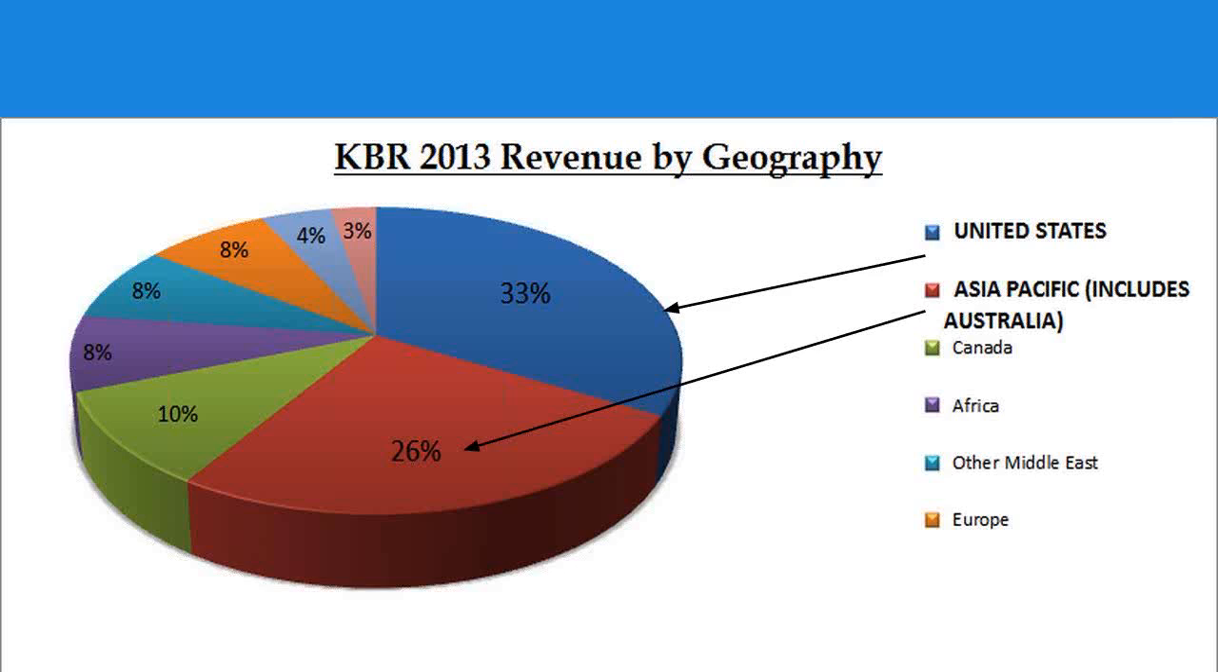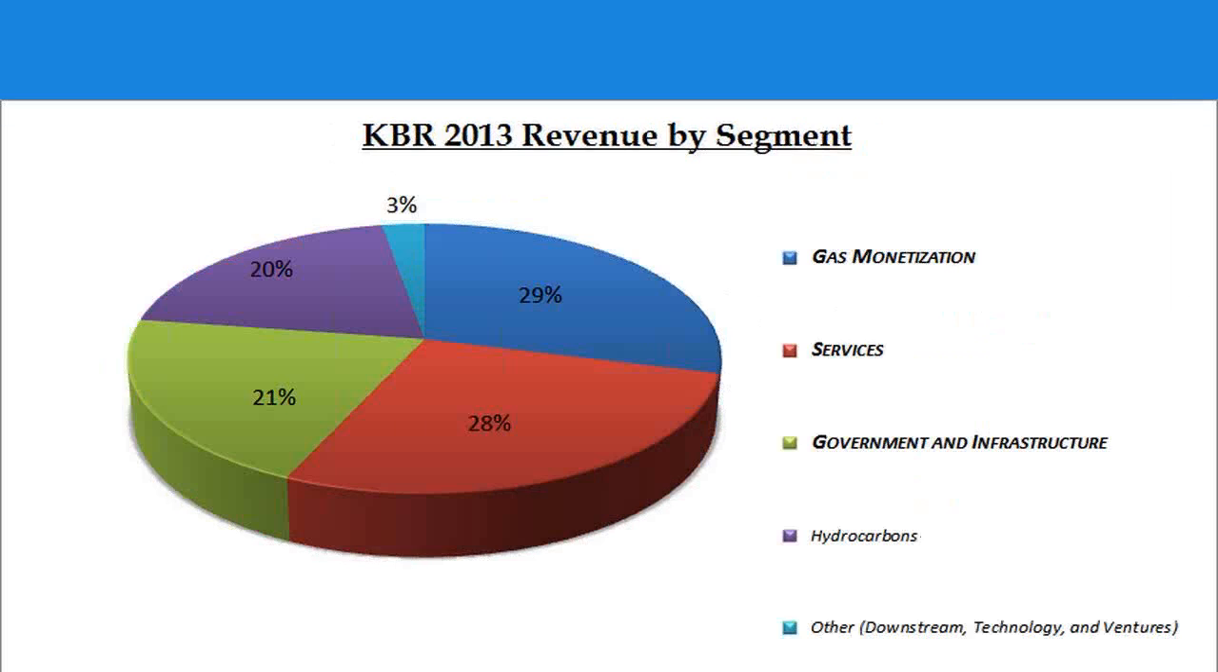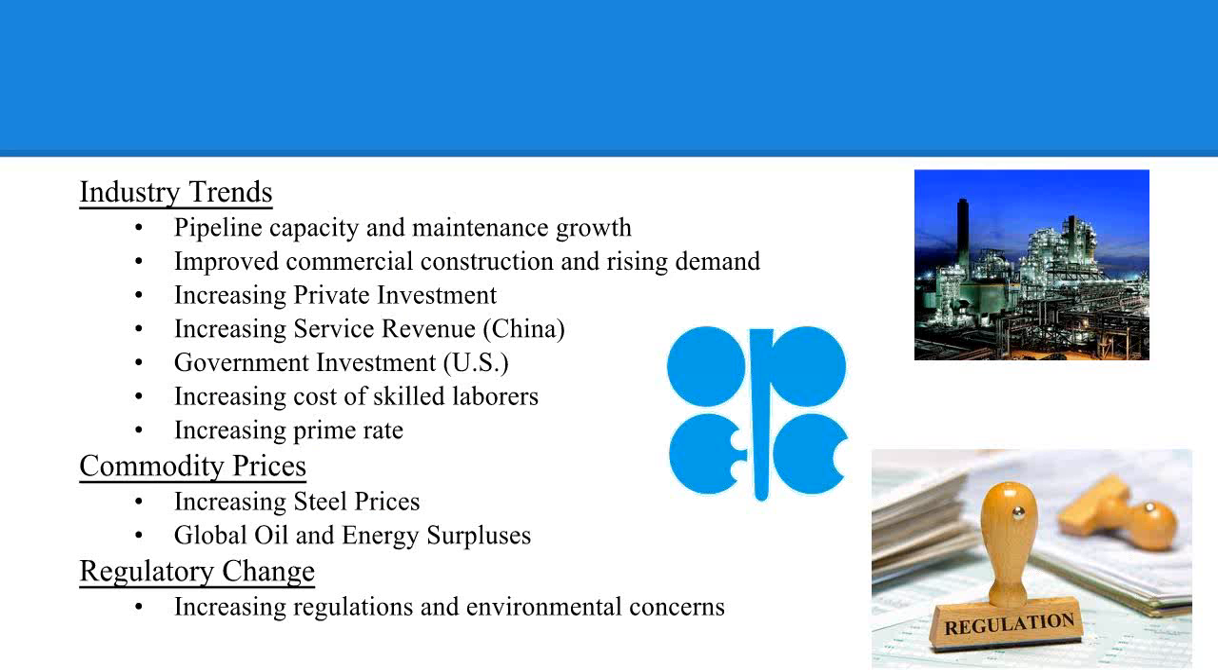So these were the segments we really wanted to focus on. Moreover, gas monetization, engineering services, and government and infrastructure, as stated before, were very large portions of our revenue segment in 2013. The gas monetization and energy services were 2 segments found to be affected in both the U.S. and China, but the government and infrastructure portion was mostly just analyzed in the U.S. since almost all of that revenue was accounted for through U.S. government projects. And as we stated before, we'll talk about industry trends, commodity prices, and regulatory changes.